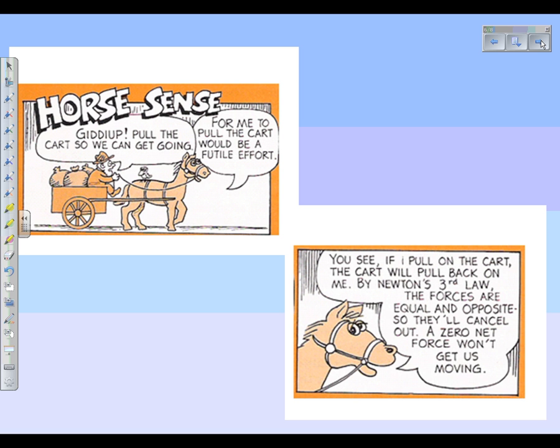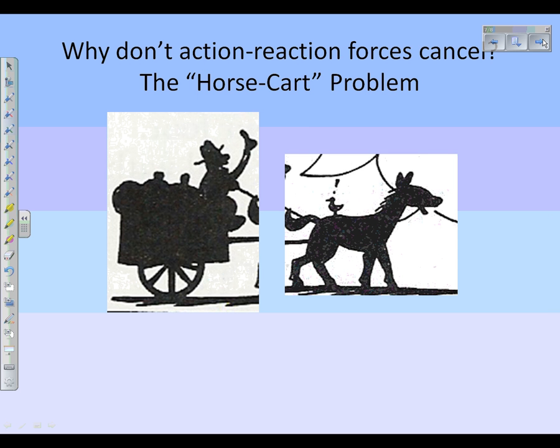So the horse is in the same boat a lot of you were in five or ten minutes ago, right? If we look individually at those objects, there's the horse, there's the cart. What the horse is saying is that if I pull on the cart, what automatically has to happen? The cart pulls on me, just like that. So the horse's argument is that's zero net force and it won't get us going. But we've already established that those forces won't cancel each other out because they're two separate objects.